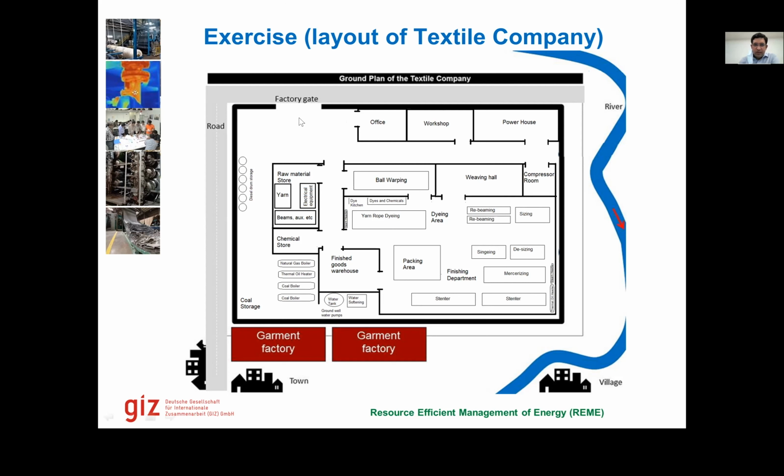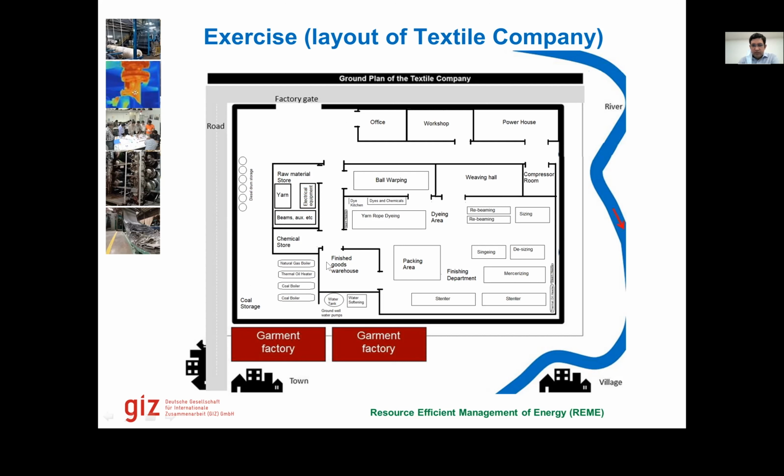So what do we have here? We have a factory gate, offices, workshop, powerhouse. Here is the entrance to the factory. We have a compressor room. At the entrance, we have a raw material store where there is yarn, meaning the fiber, electrical equipment, beams, and other auxiliaries. Then we have a chemical store here. Here we have diesel drum storage. We have coal storage here. We have some boilers and a thermal oil heater here.